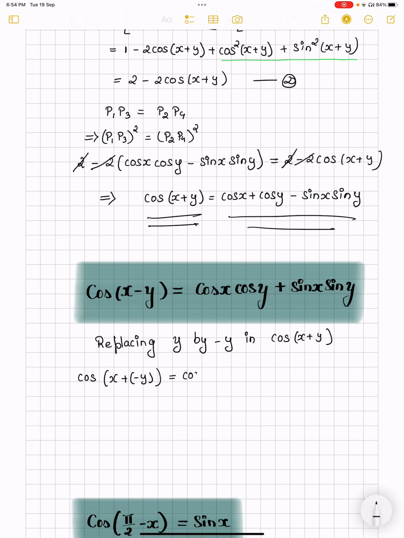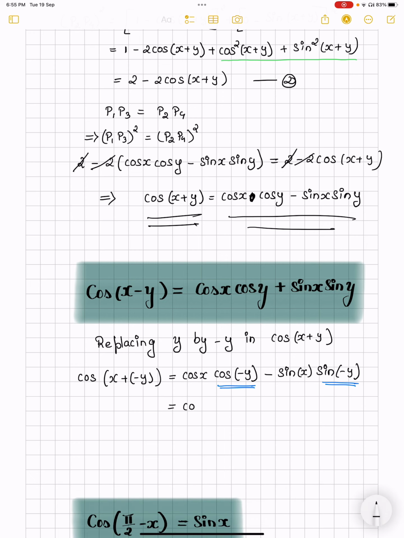I would be getting cos x cos y, and then cos of minus y, and then minus sin x, and then sine of minus y. And we are very much aware of odd and even functions. Cos of minus y is going to be equal to cos y because cos is an even function, whereas sine of minus y is going to be equal to minus sine y because sine is an odd function. So I'm going to work with that.